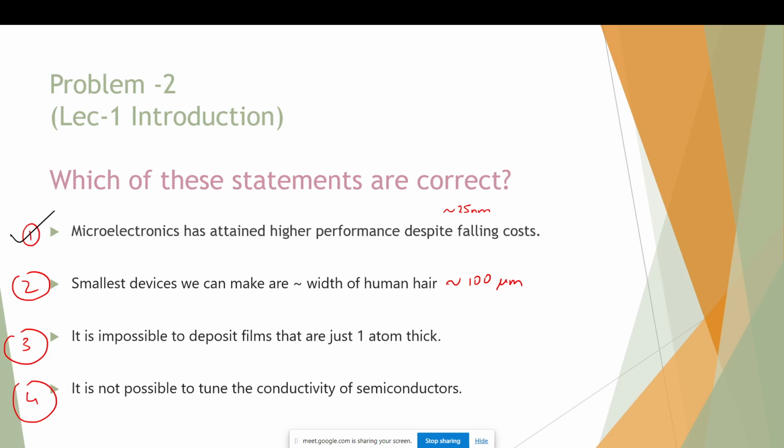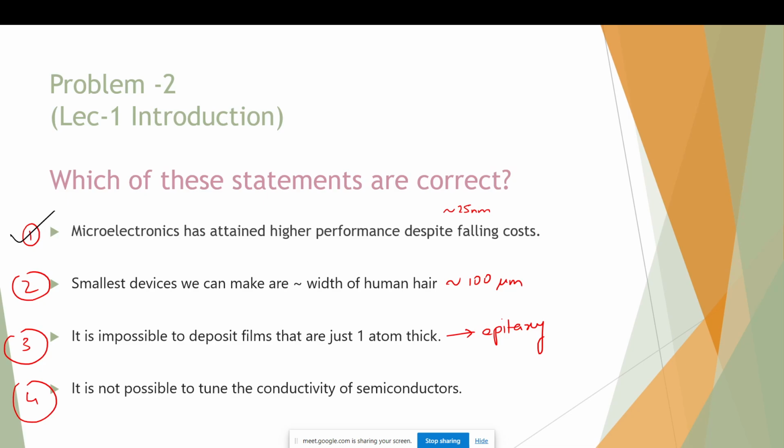So yeah, that's true. Why is the second one not true? Because, as I said, we can make devices in the nanometer scale. Now, it is impossible to deposit films that are just 1 atom thick. That's also not true. We have epitaxially grown films. Epitaxy is when we basically do single atom film depositions. This is done in a lot of cases. Like most silicon used in CMOS is epitaxially grown. So this is not impossible anymore.